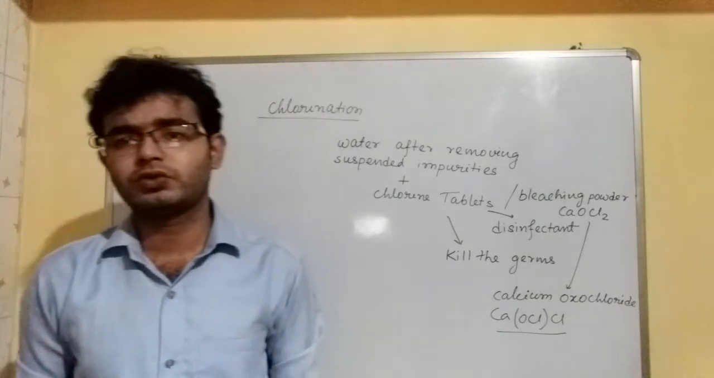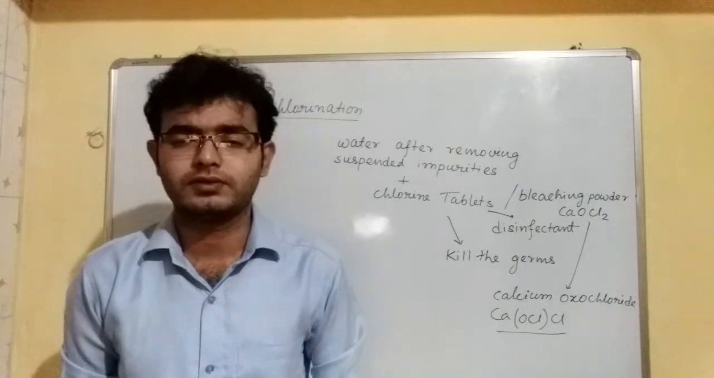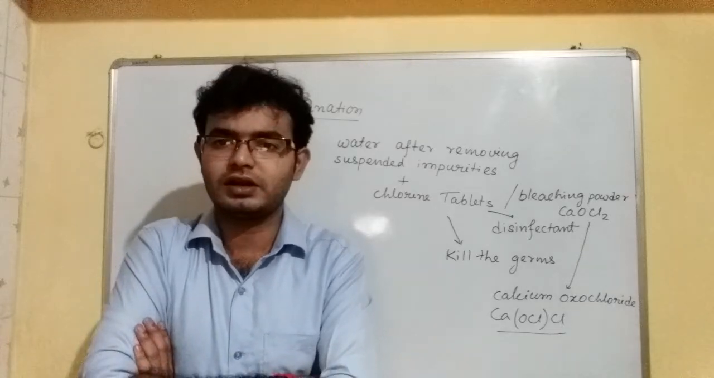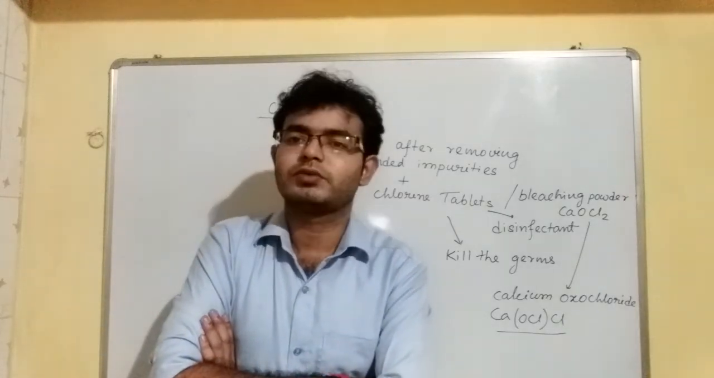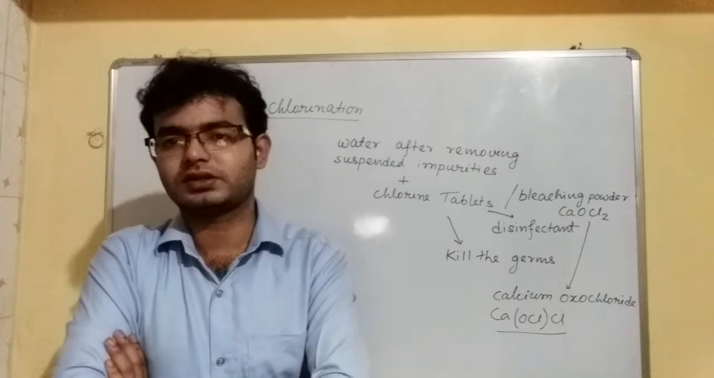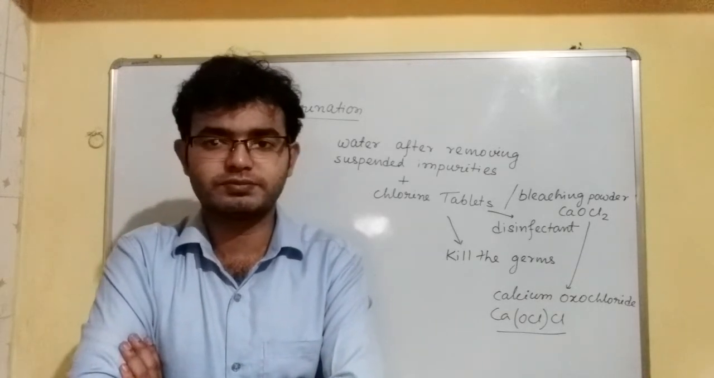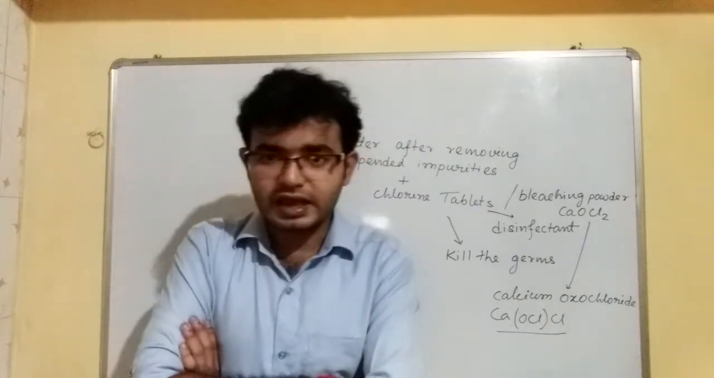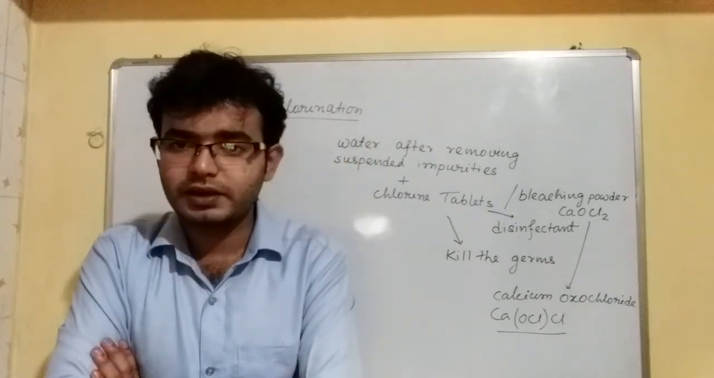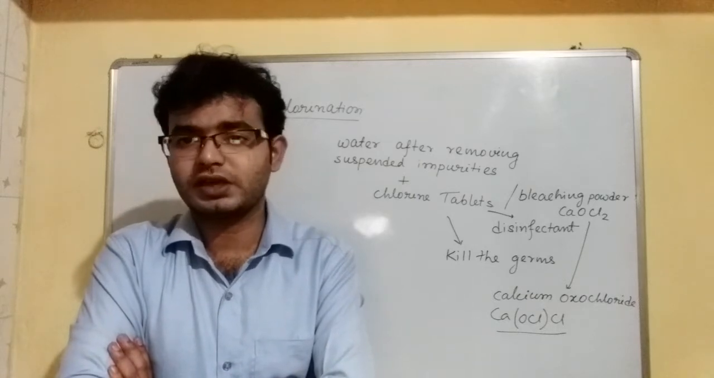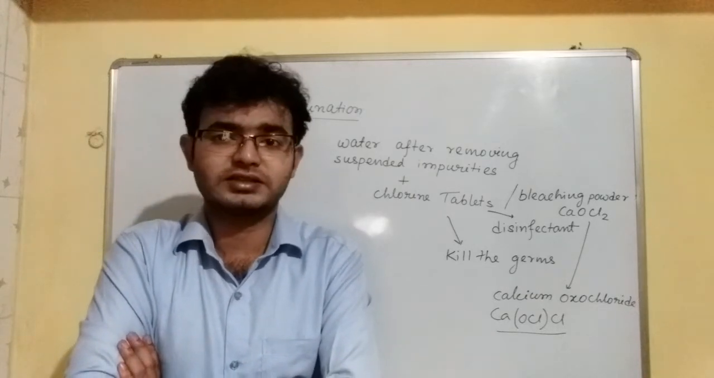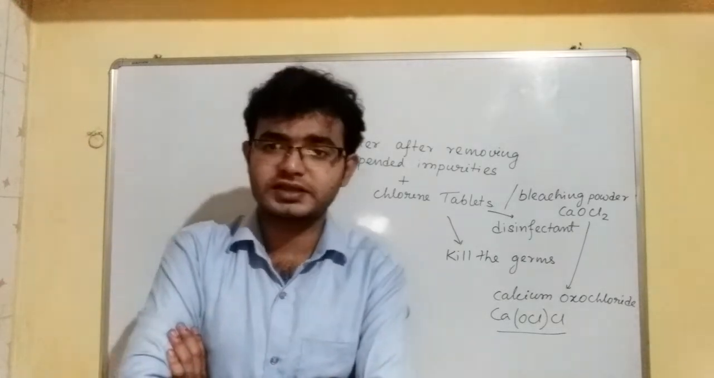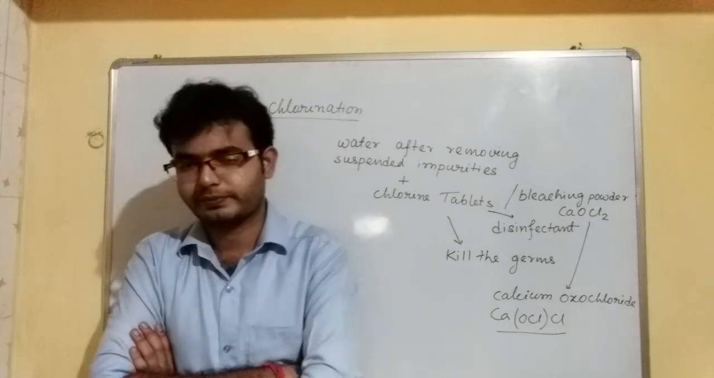Chlorination is a method for the purification of water by which we can kill the germs present in water. In this method, after removing the suspended impurities present in polluted water, we add chlorine tablets or bleaching powder in water, which behaves as a disinfectant. It helps to kill the germs present within the polluted water.